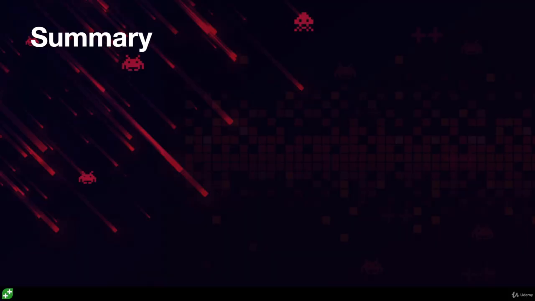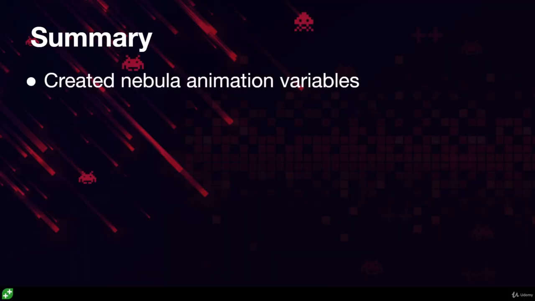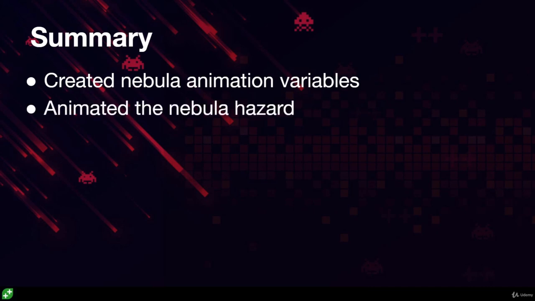Excellent job. So in summary, we've created the nebula animation variables that we needed in order to update the nebula's animation frame. We animated the nebula hazard using code similar to Scarfy's, although we didn't use an is-in-air check because the nebula doesn't use an is-in-air variable. So now that we have an animated hazard, it's time to start thinking about how we can have multiple nebula hazards in the game. And we'll cover that in the next video. I'll see you then.